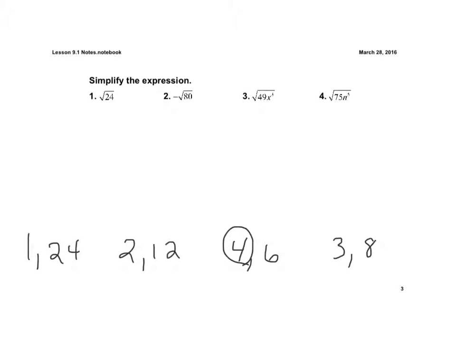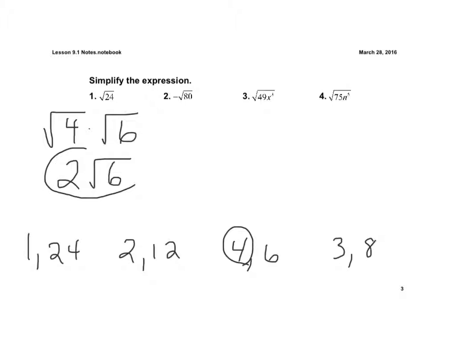So I could break up the square root of 24 into the square root of 4 times the square root of 6. And then the square root of 4 is the whole number 2, so this simplifies to 2 times the square root of 6. That's the simplest form of the square root of 24. Now we're going to show you a different way to do this problem, and this will probably be the way most of you end up doing this type of problem, using a factor tree.